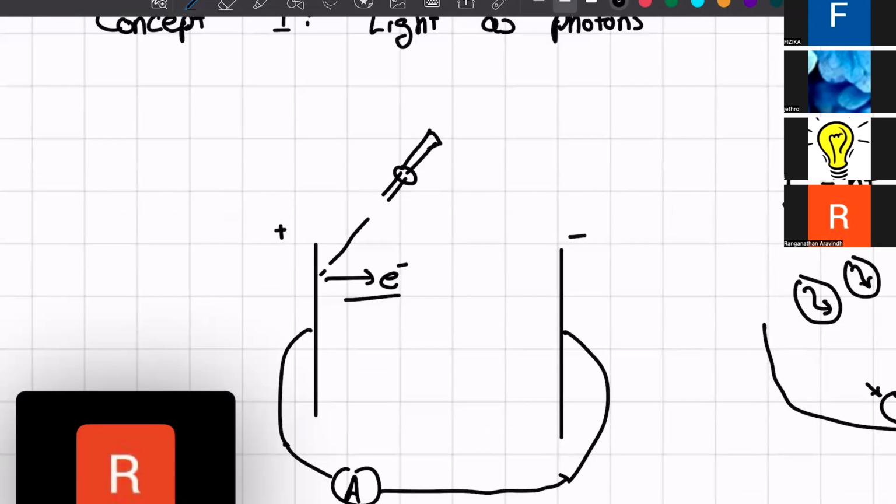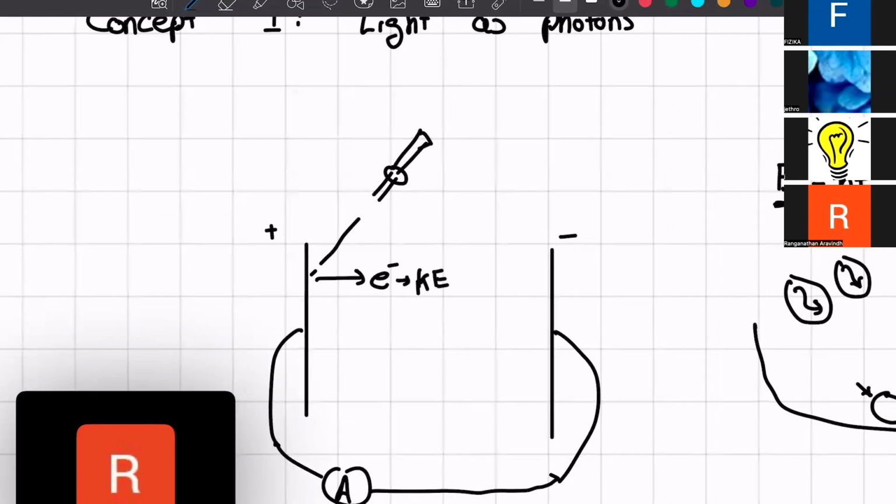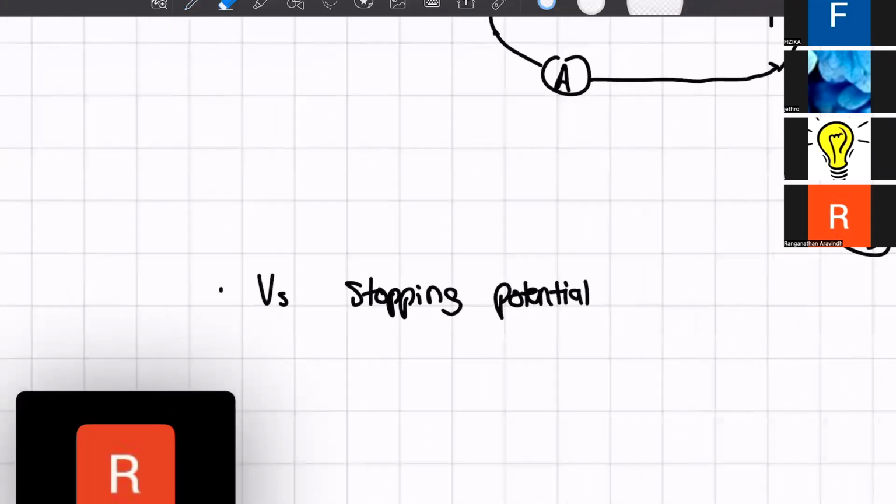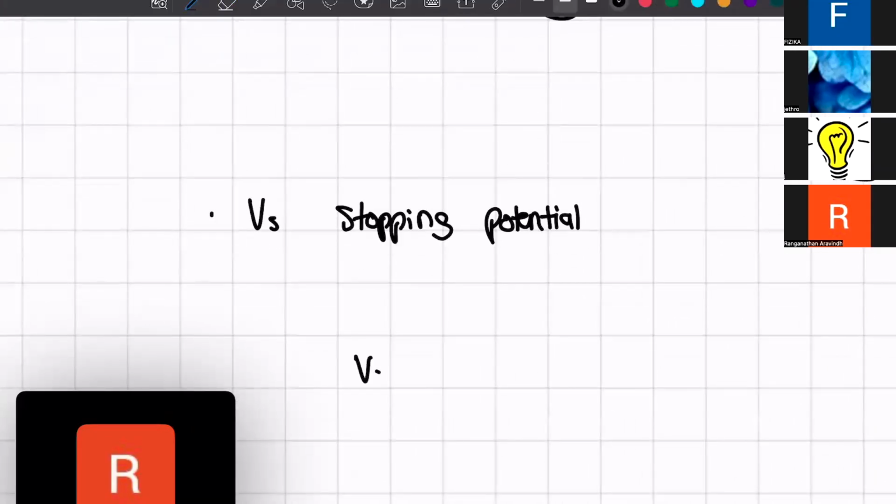So let's say I have some photoelectrons that are being emitted. They have some energy, let's say they have Ke. These electrons that have kinetic energy Ke will be unable to reach this plate if this potential difference is Vs. Okay, and Vs q would be equal to Ke, which makes sense, I hope.